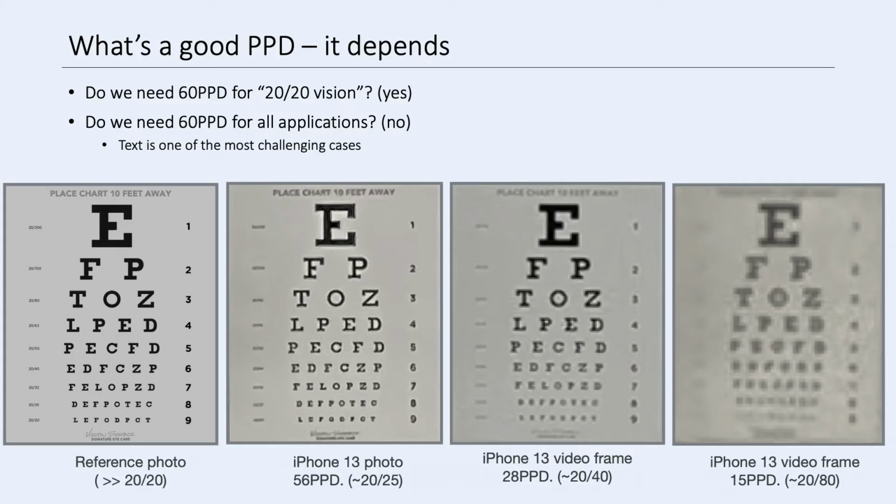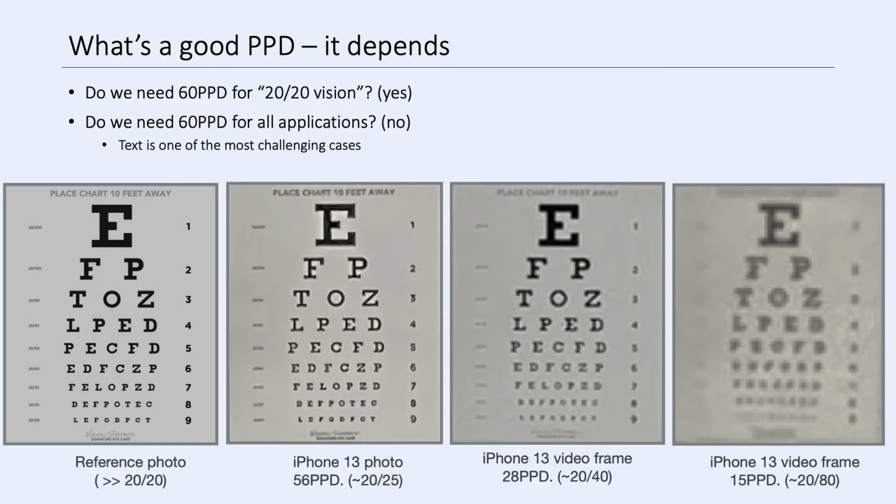What is a good PPD? I think it depends, right? We constantly cite this number, 60 PPD for 20/20 vision. Do we need that for 20/20 vision? Yes. Do we need 60 PPD or 20/20 vision for all applications? No. I'll show more in the next slide.